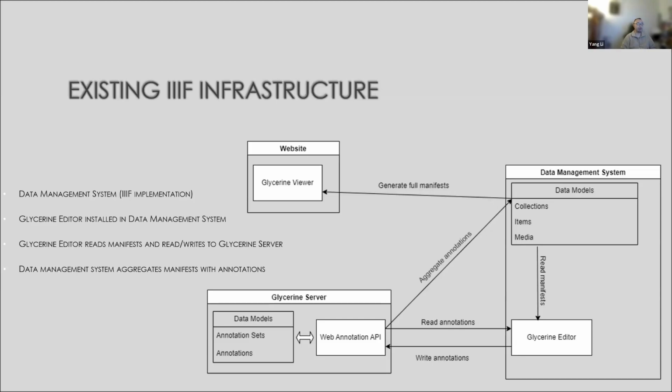Glycerine editor is installed and configured in this data management system. Glycerine editor fetches the original IIIF manifest from the data management system and reads and writes annotations to and from Glycerine server using the web annotation API. When serving IIIF manifest to Glycerine viewer on website, the data management system aggregates annotations from Glycerine server into a complete manifest. I'm going to do a quick demo to show how Glycerine editor can annotate a manifest generated by an existing external IIIF infrastructure.